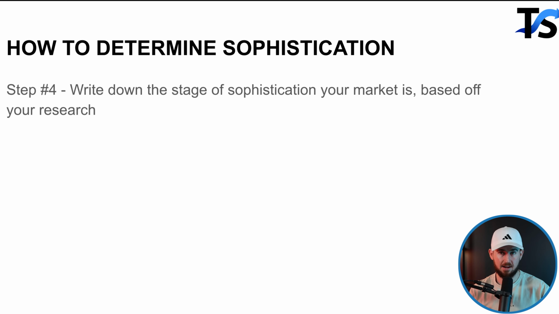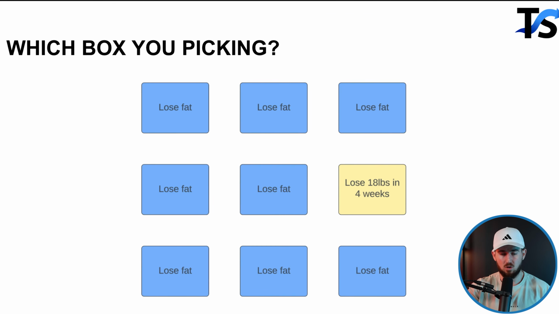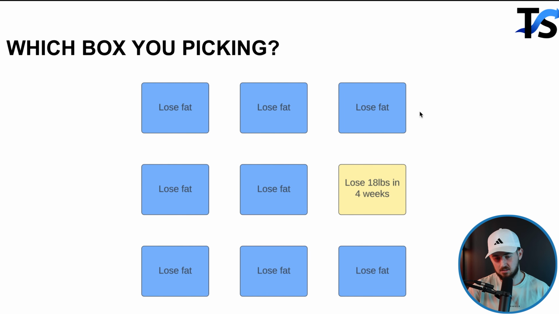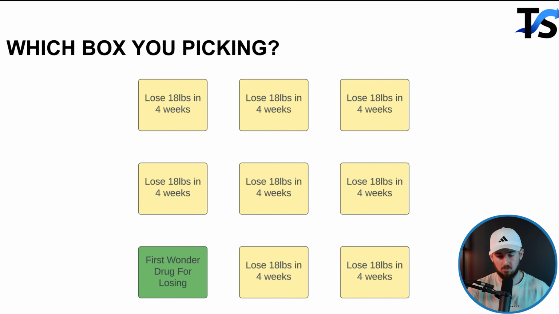Which one we leverage is essentially which stage we want to go to, to be defensive or offensive. But it's about staying one step ahead of the competition. Going back to the beginning stage, if everyone is saying lose fat, then we want to say lose 18 pounds in 4 weeks. If everyone is saying lose 18 pounds in 4 weeks, we want to say first wonder drug for losing. We always want to be one step ahead, but not too far ahead. If we're too far ahead, we can actually miss the mark a little bit.